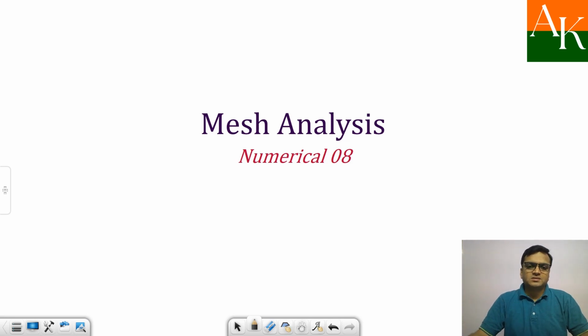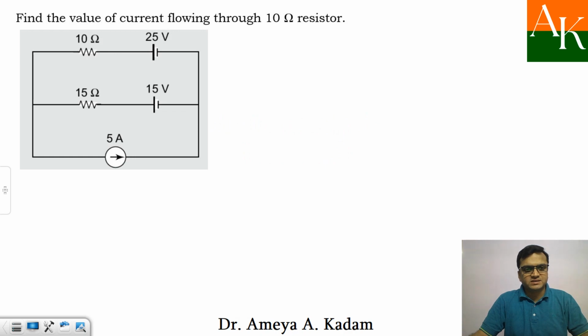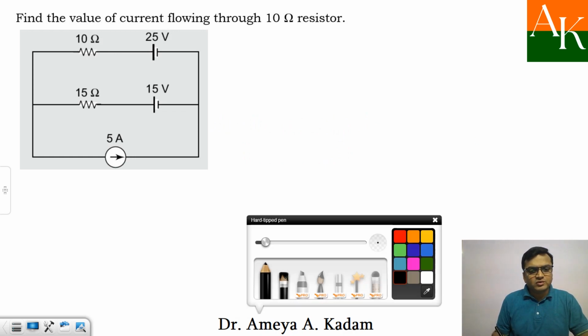Hello students, so we'll see one more numerical on mesh analysis in this video. The problem statement is: find the value of current flowing through the 10 ohm resistor. Okay, and the 10 ohm resistor is over here. So you can see there are only two meshes.